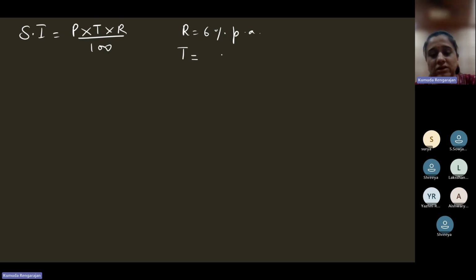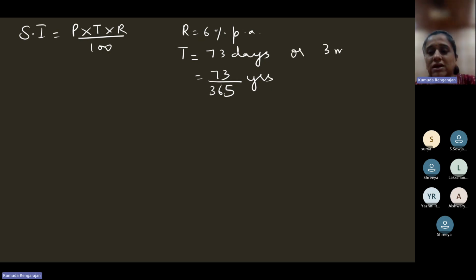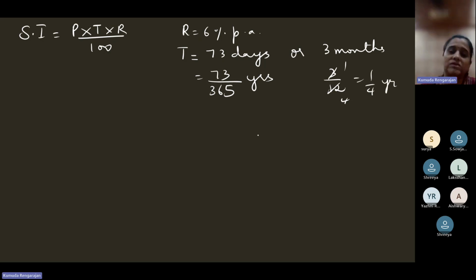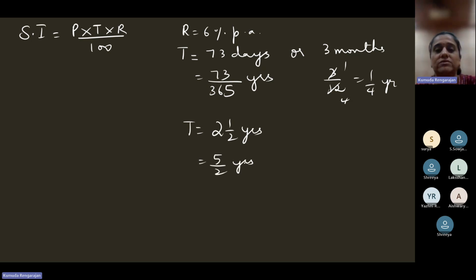Supposing the time is given as 73 days, then you should convert this to years. So time is equal to 73 days or 73 divided by 365 years. Or if time is given in months, say 3 months, so 3 divided by 12 or 1 by 4 years. If it's given in years, you can take the value directly. So if time is given to be, say, 2.5 years, take it directly, 5 by 2 years.